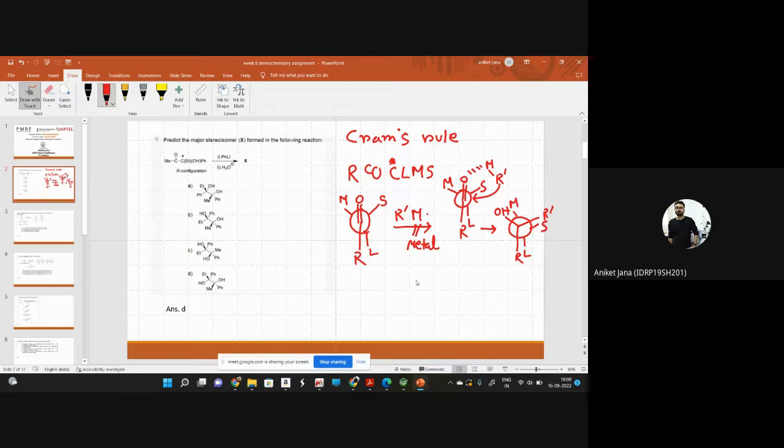So this is one possibility, and another possibility comes here. The R dash may also attack from this direction, from the side of the medium group, and the product will be.